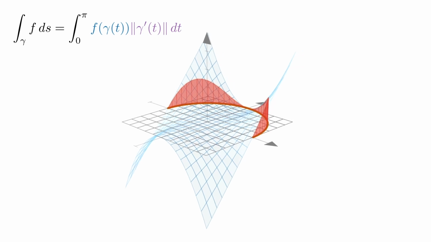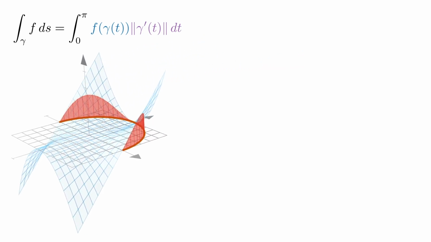Now that the geometric setup is clear, we can compute the integral step by step. We need two ingredients. First, f of gamma of t. Second, the norm of gamma prime of t. Once we have those, we can substitute them into the formula. Let us start with f of gamma of t.